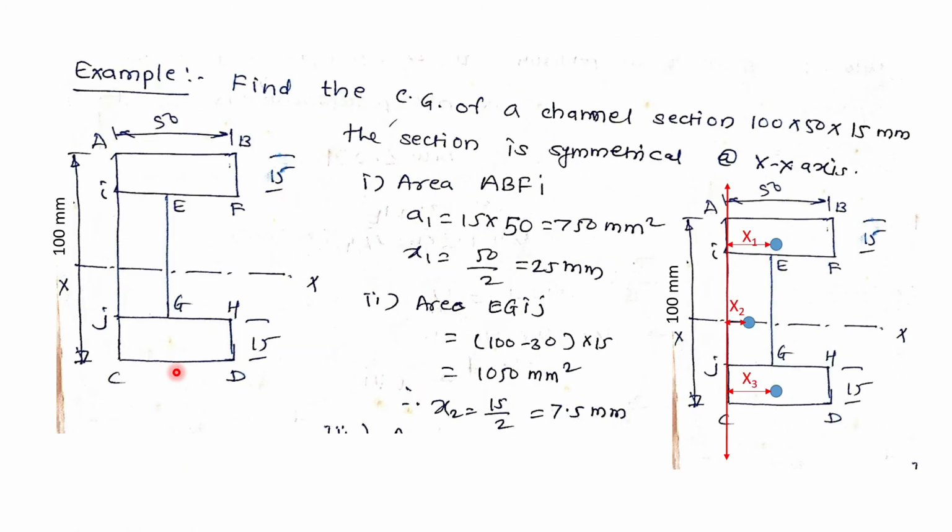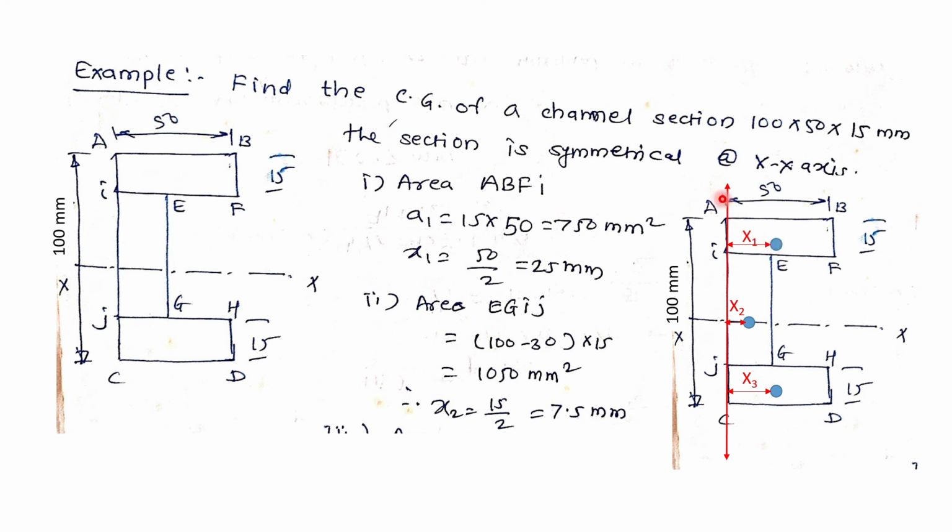Similarly, for another section which is symmetrical about the x axis, let us see how we can find it out. Here a channel section is given, such as 100 by 50 by 15. So this rectangle is of 50 by 15. Similarly, this vertical rectangle is of width 15 and its length you can easily calculate by deducting 15 and 15 from 100. And similarly this lower rectangle.